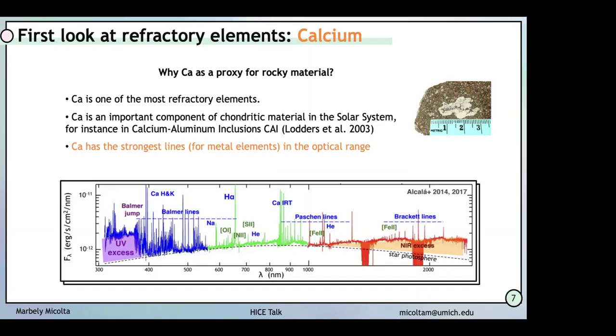And we know they're considerably sized pebbles, so they're going to settle and move differently than the gas. And also, calcium has one of the strongest lines for metal elements in the optical range, which anybody who does some kind of observation knows helps a lot when you're trying to get an estimate and you want a high signal, right? So having a strong line always helps.